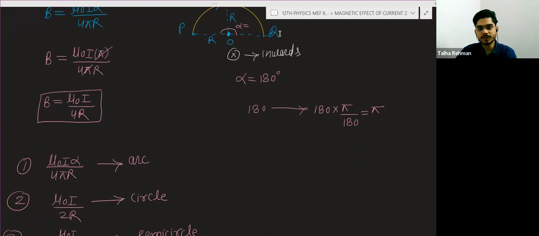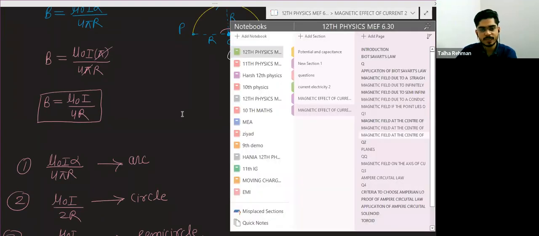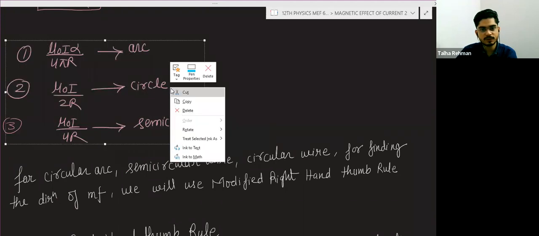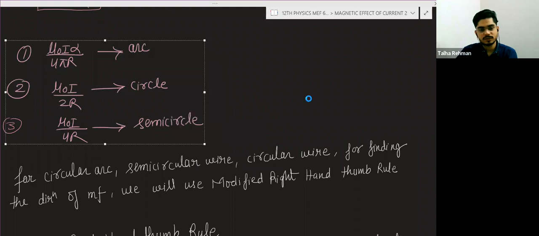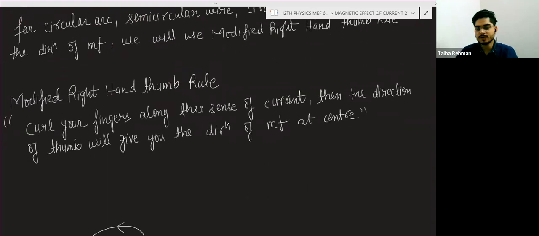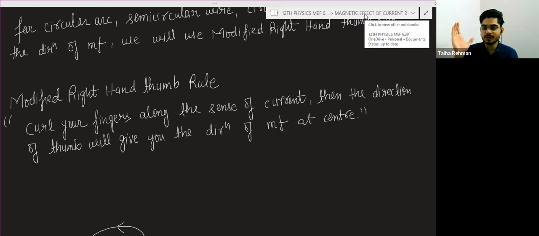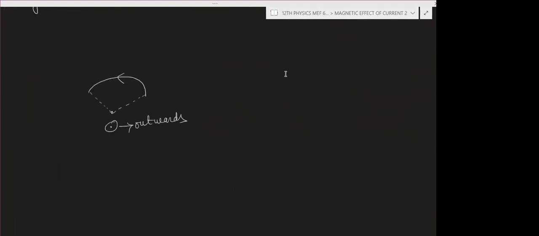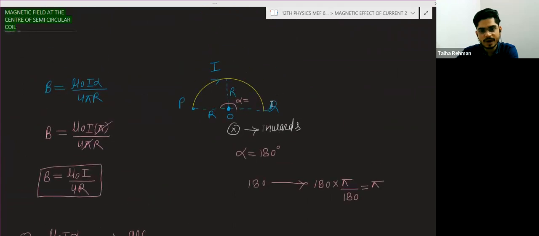So here the important things are the two formulas we will have. I have written the formula here for the semicircle, for the arc. I told you the modified right hand thumb rule? Means curl your finger along the sense of current, and the direction of the thumb will give you the direction. I haven't told, so I'm telling it again, because without this the derivation will be incomplete.